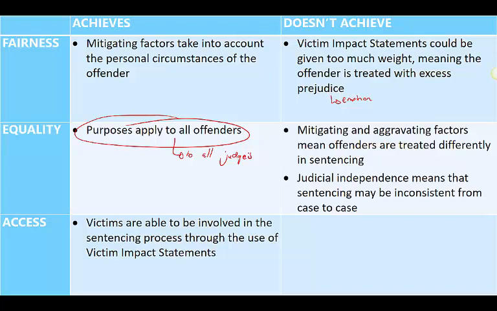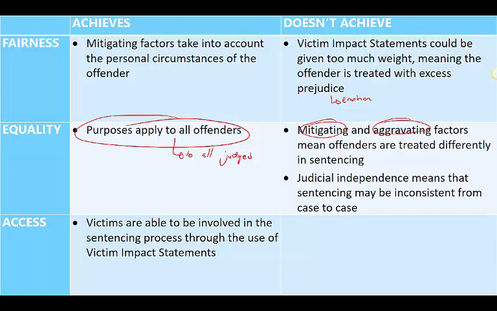In terms of equality, though, mitigating and aggravating factors mean offenders are treated differently in sentencing for the same crime. Someone who, like we saw, Antoinette was given a community corrections order for assault, someone else might be sent to prison. This means they're not being treated equally for committing the same crime, which could be seen as a lack of equality.